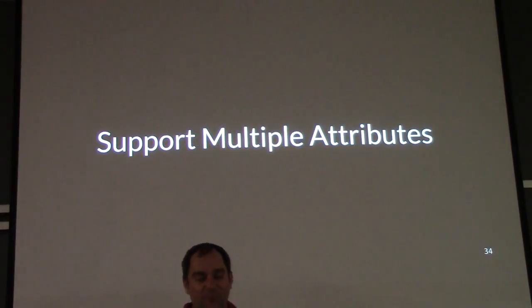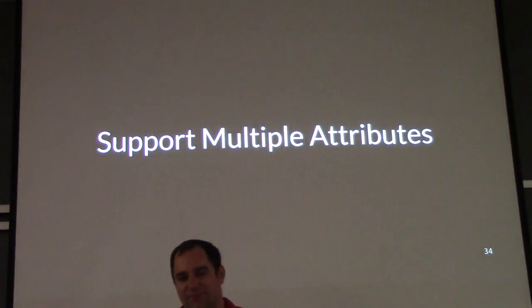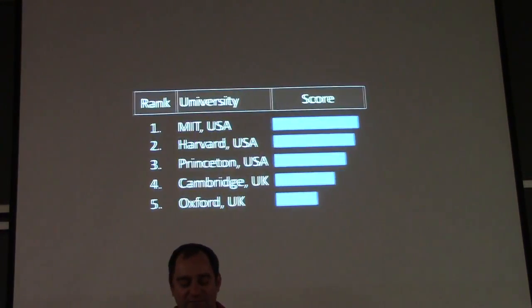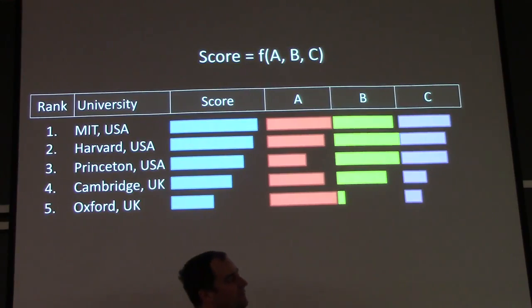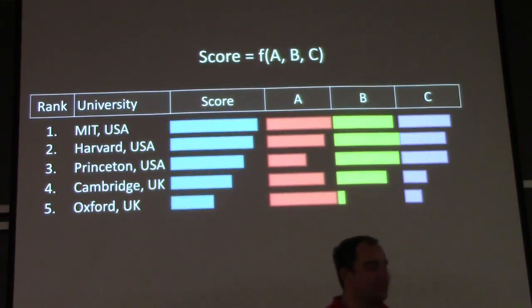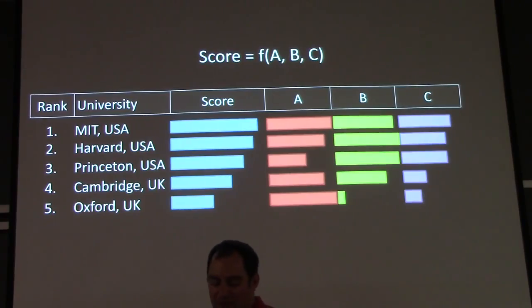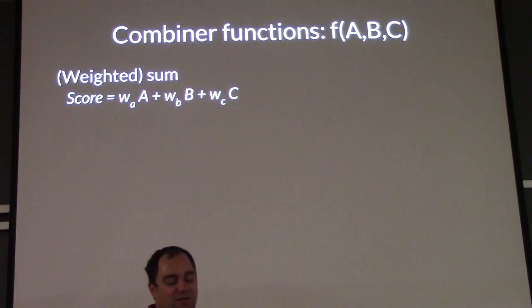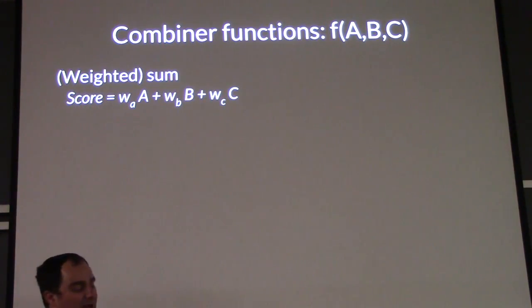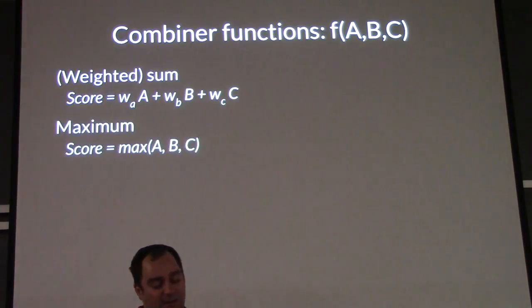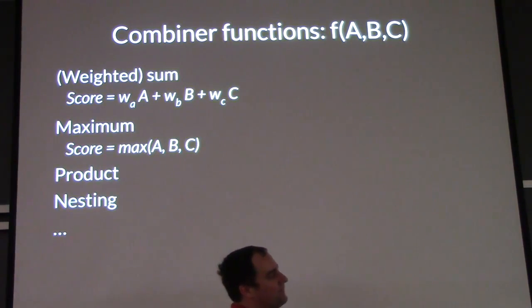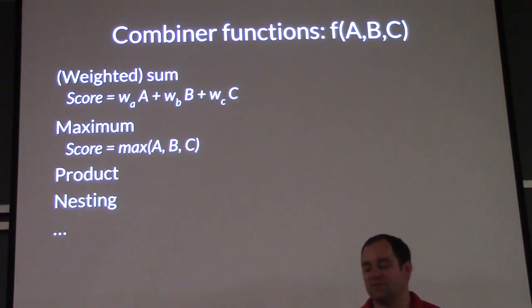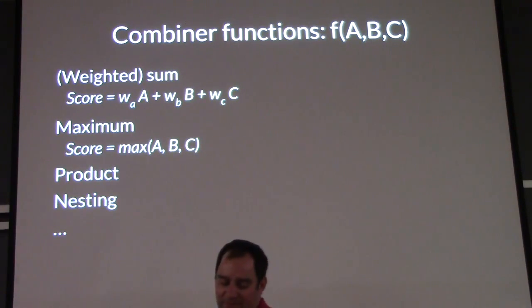But then we also want to be able to support multiple attributes in such a ranking. So instead of having one score, we want the score to express a function of a combination of attributes like A, B, and C. And so how can we visually represent that? We can come up with a couple of these functions. For example, the weighted sum, or a maximum, or a product, or a nesting, or any arbitrary function that you could apply, essentially how you can derive data from multiple dimensions.